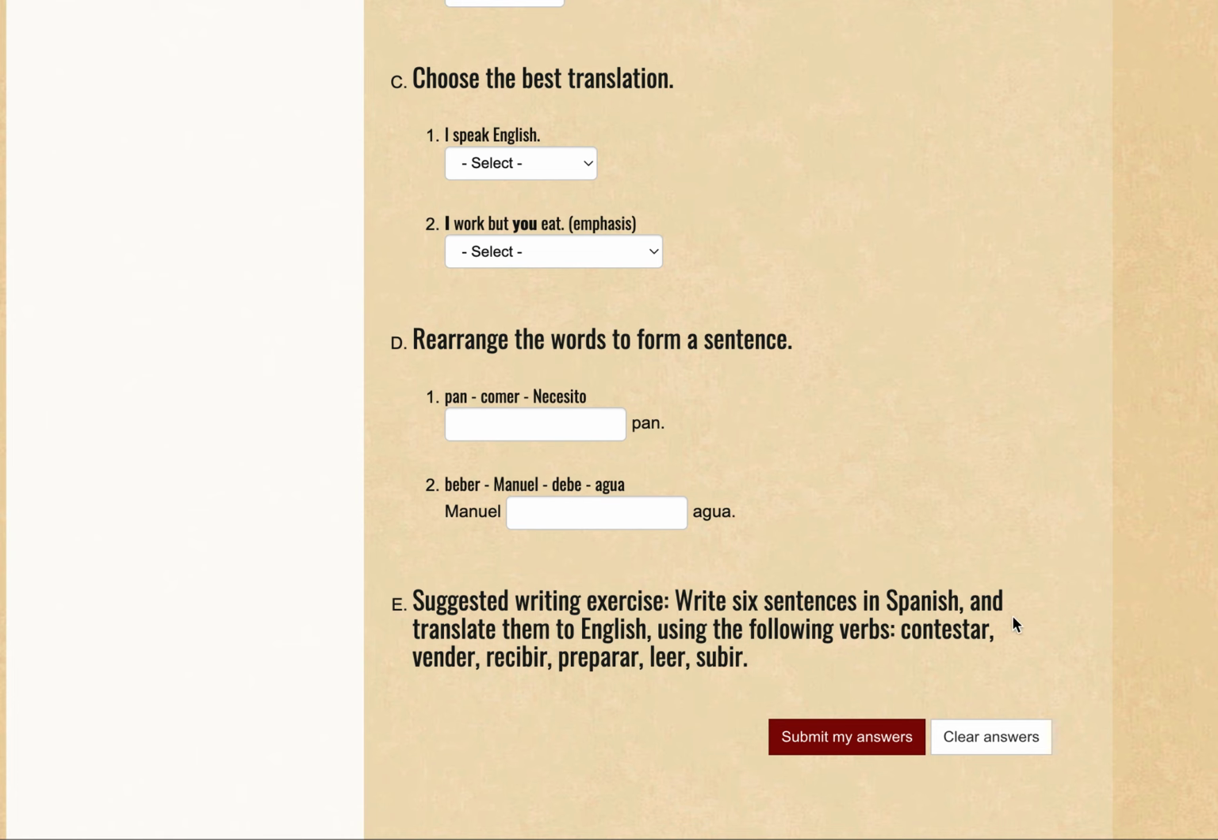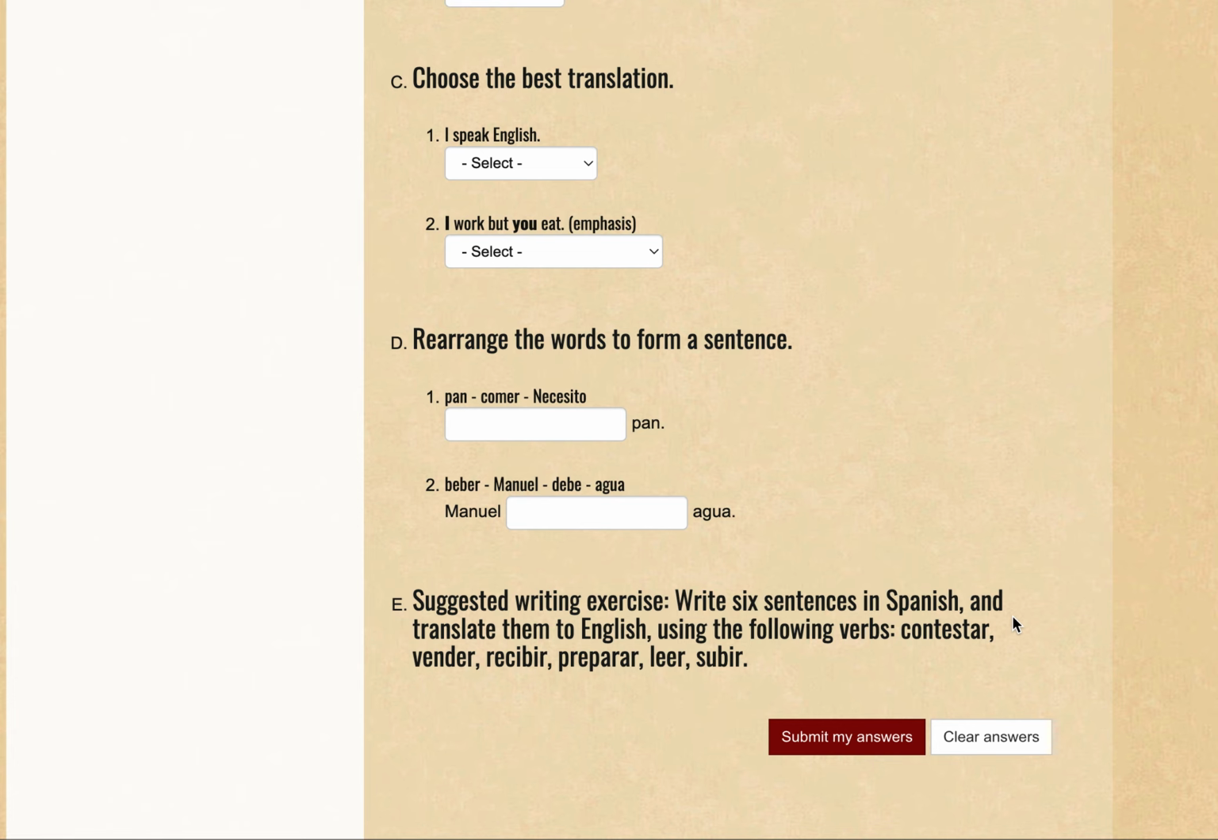Contestar means to answer, vender means to sell, recibir means to receive, preparar means to prepare, leer means to read, and subir means to increase.